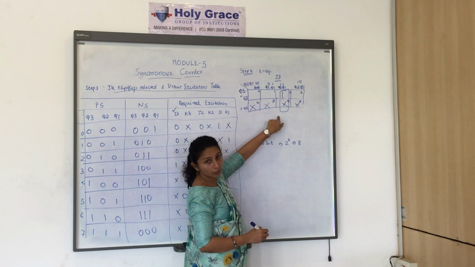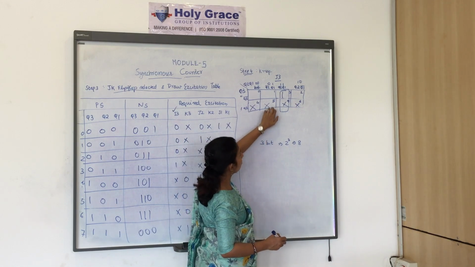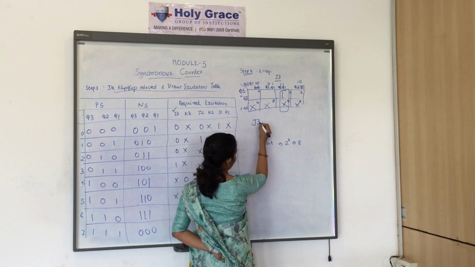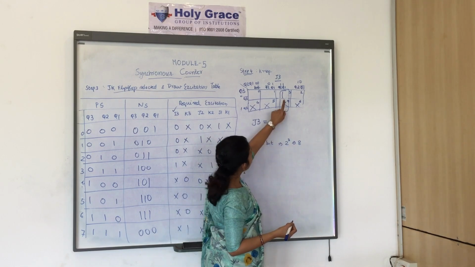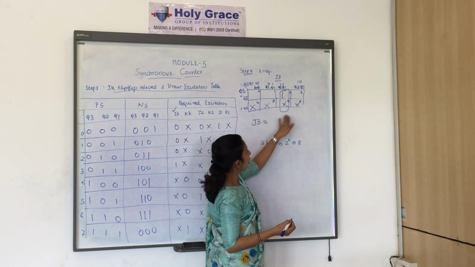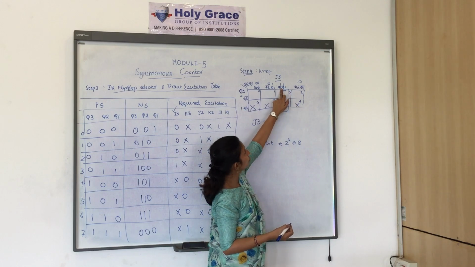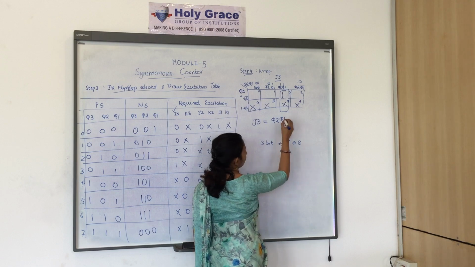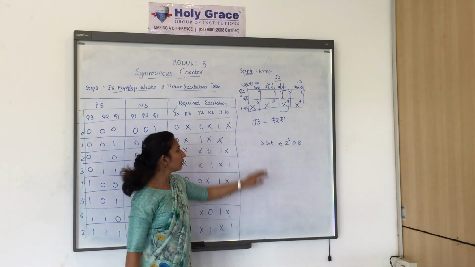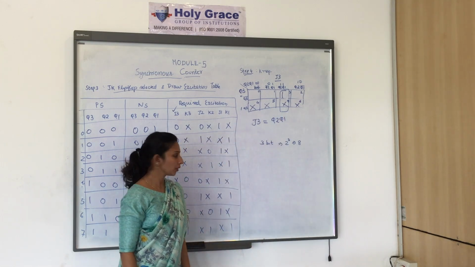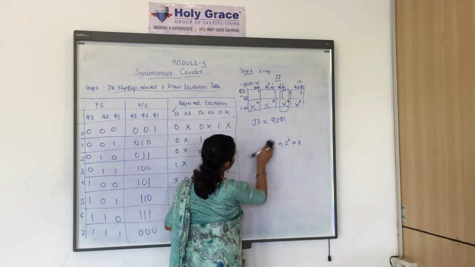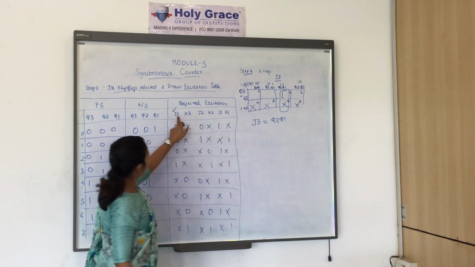Now we have to write the equation for this group. So how will you write the equation? We have drawn the K-map for J3. So I will write J3 is equal to, since this belongs to this column and it is belonging to Q2 and Q1, I will write it as Q2 Q1. So that is the equation for J3. Now I am going to write the equation for K3.